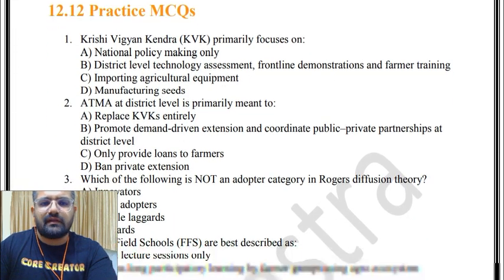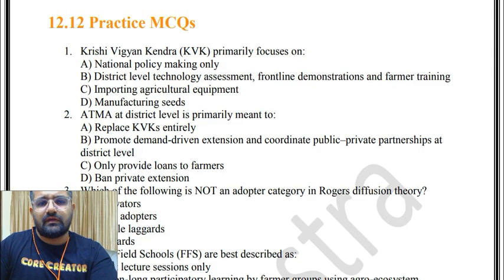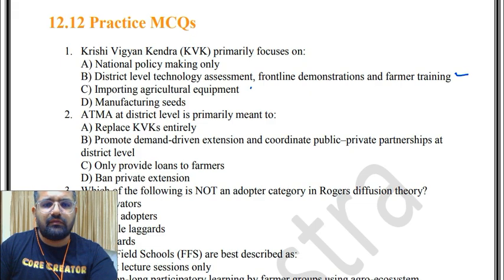Then some practice MCQs for us. Krishi Vigyan Kendra primarily focuses on: national policy making only, district level technology assessment, frontline demonstration and farmer training, importing agricultural equipment, or manufacturing seeds. So the answer is B, that is district level technology assessment, frontline demonstration and farmer training.